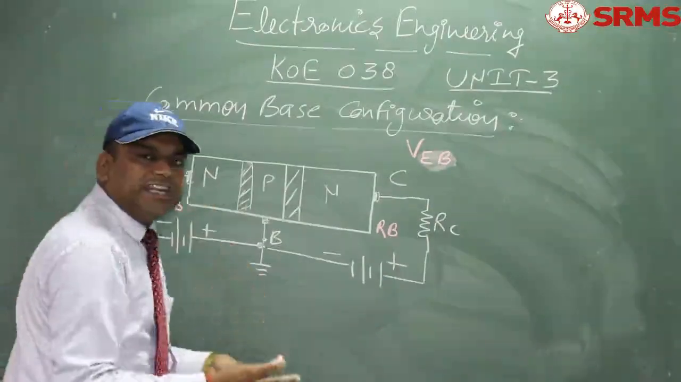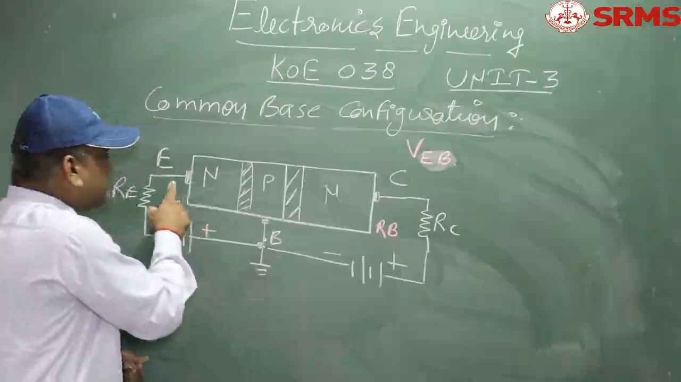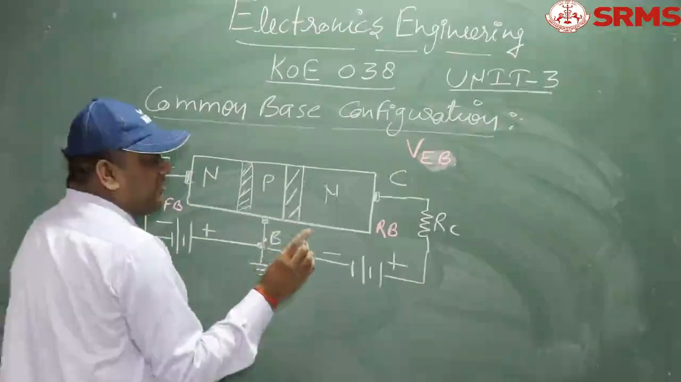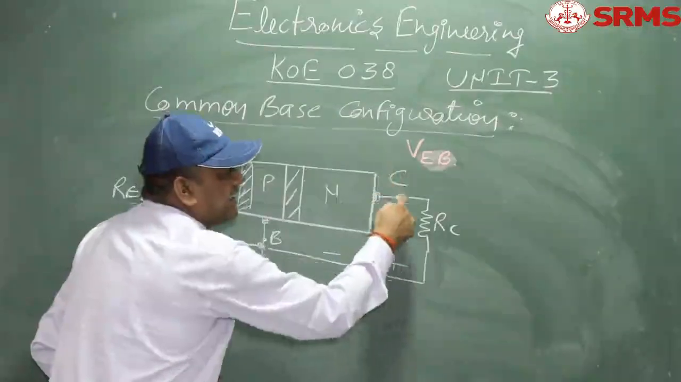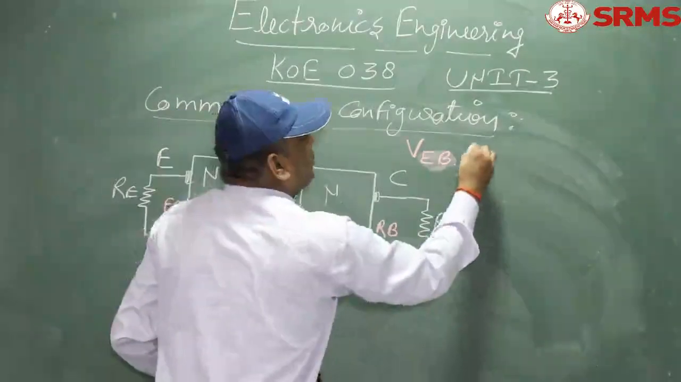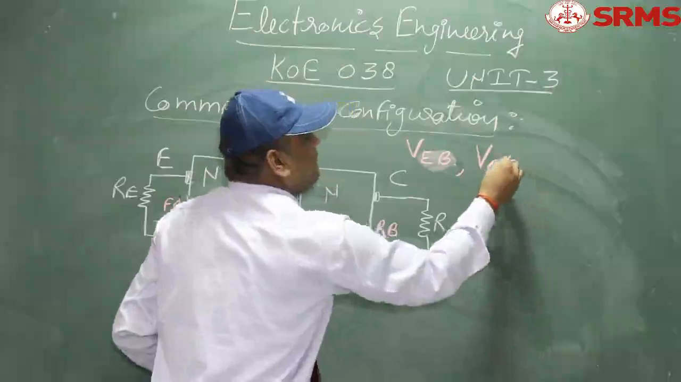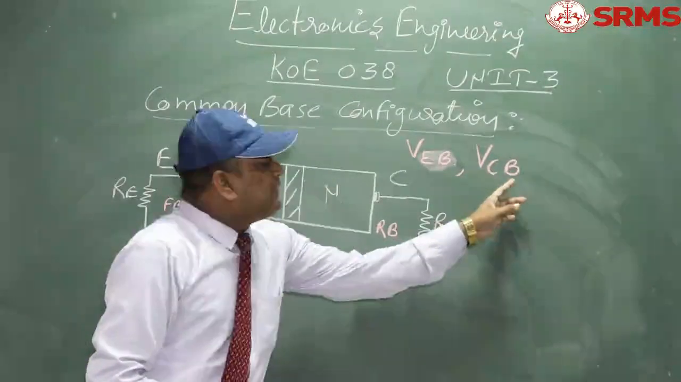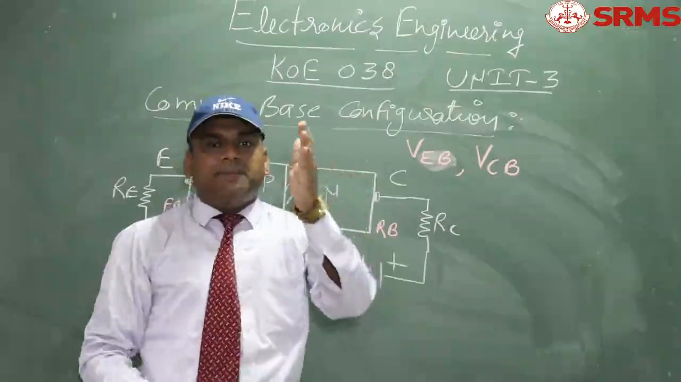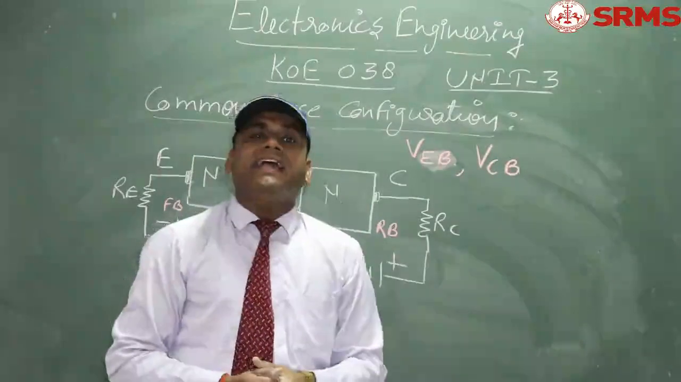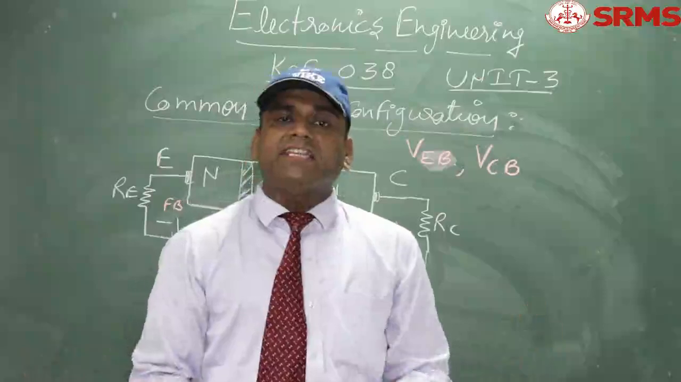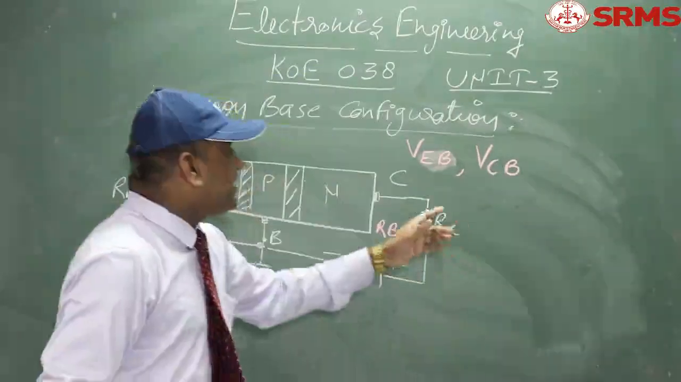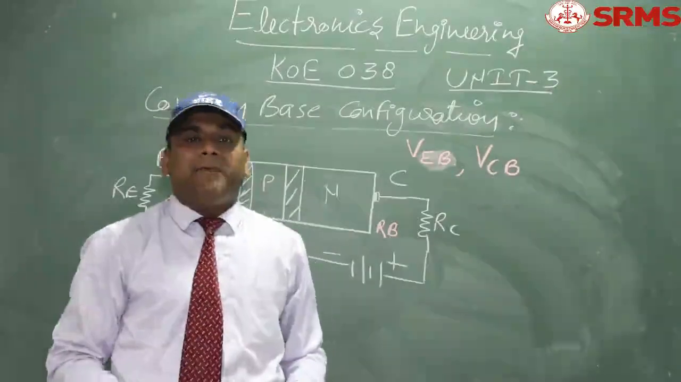So the input voltage we apply at the emitter terminal, and the output voltage which we are getting over here at the collector terminal is known as VCB. That means the voltage at the collector terminal with respect to the base terminal. So input is applied at the emitter terminal with respect to the base terminal, and the output which we obtain is at the collector terminal with respect to the base terminal.